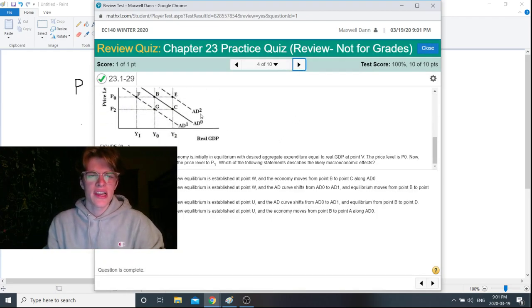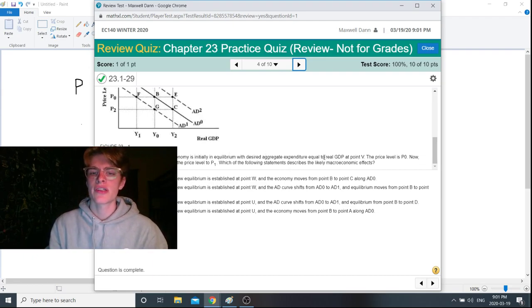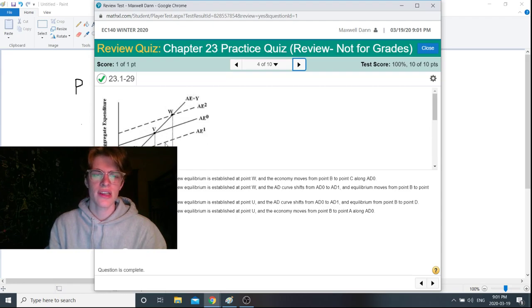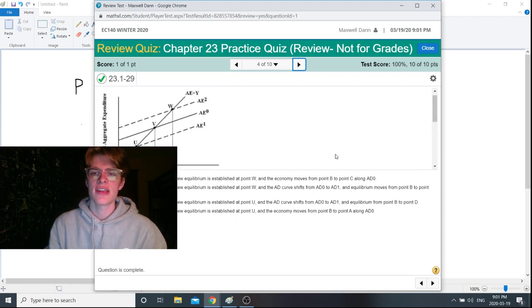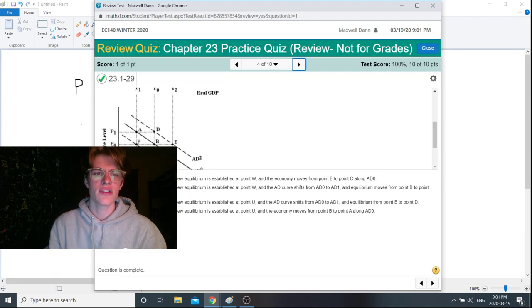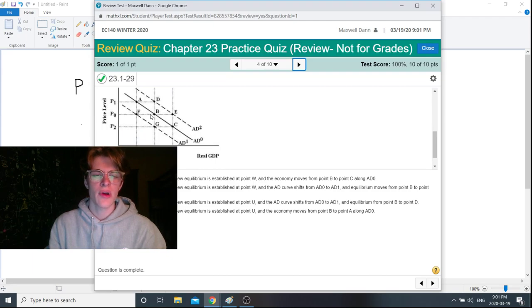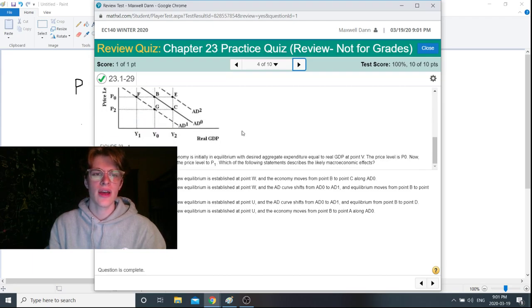Okay, this one is kind of tricky. Assume the economy is initially in equilibrium with desired aggregate expenditure equal to real GDP at point V. So point V is right here. Then it says the price level is P0. So coming down here, P0, we're going to be here because if we track down from V, we intersect the aggregate demand curve at point B. Now there is an exogenous rise in the price level to P1. Which of the following statements describes the likely macroeconomic effects?